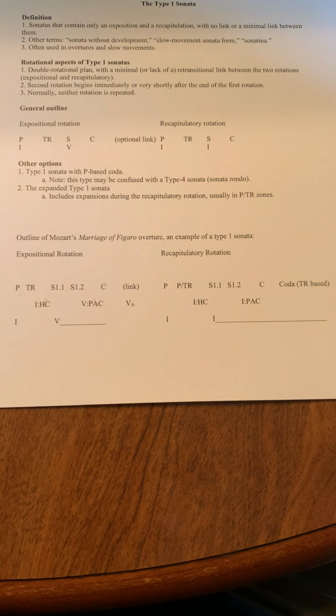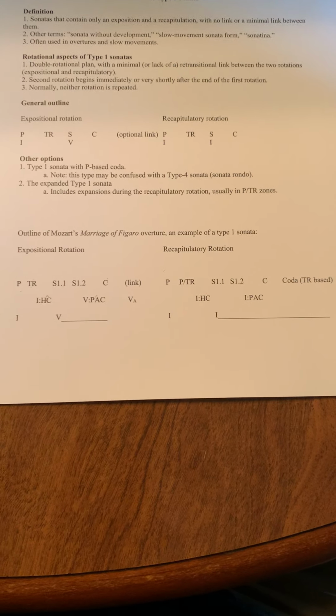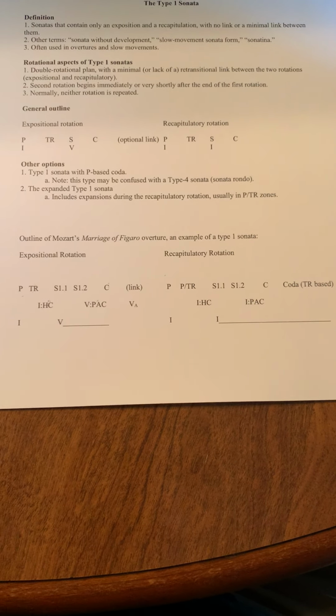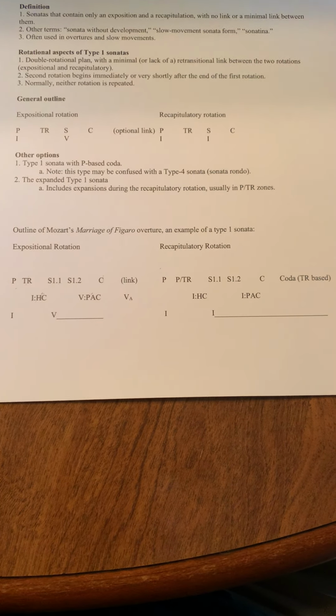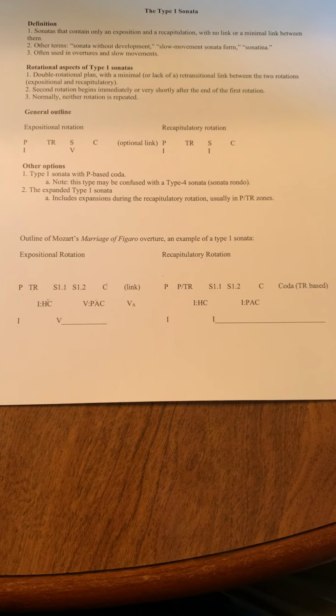The one you're going to do for your homework is going to be an example of a slow movement Type 1 sonata. And I think in that case, part of the reason for doing the Type 1 sonata is because with a slow movement, you keep the piece from being too long.